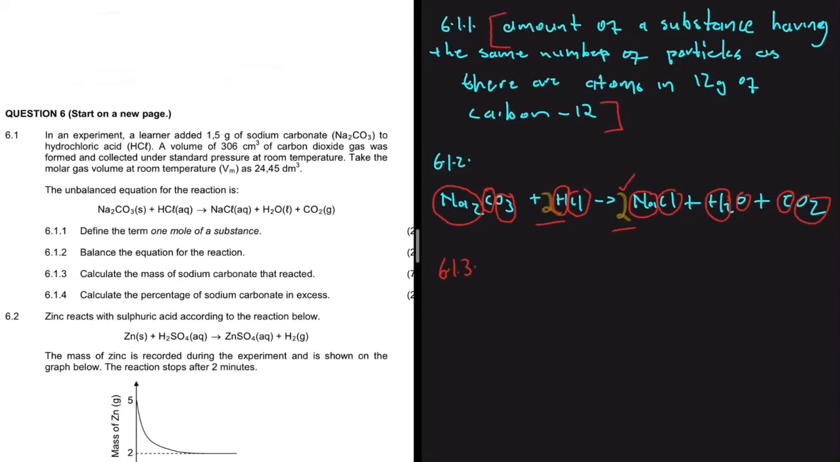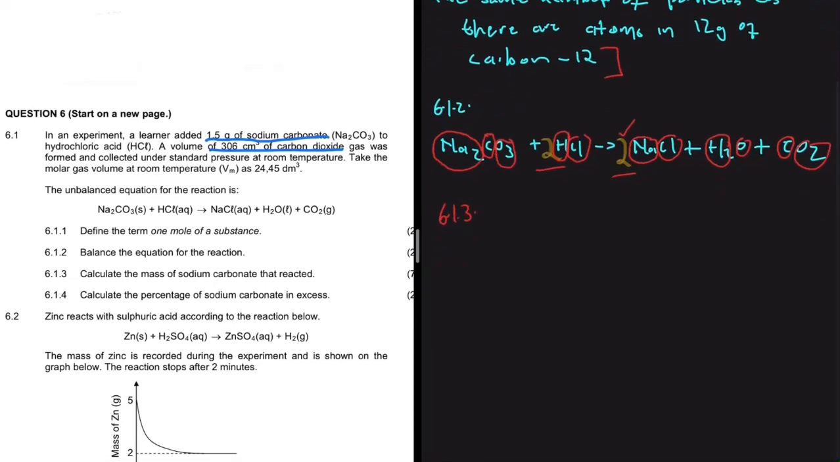So let's look at our statement. We are told that in an experiment, a learner added 1.5 grams of sodium carbonate to hydrochloric acid. A volume of 306 centimeter cube of carbon dioxide was formed and collected under standard pressure at room temperature. Take the molar gas volume at room temperature as 24.45 decimeter cube.